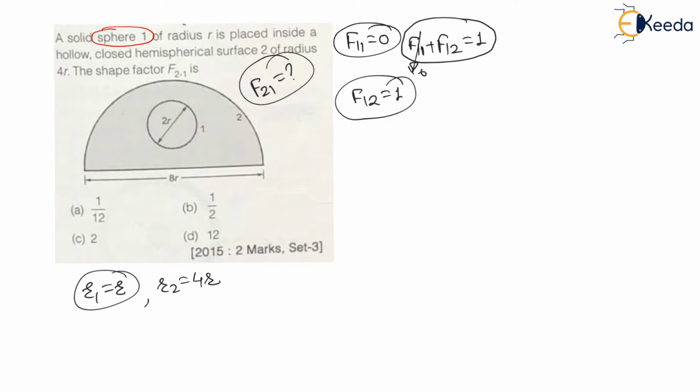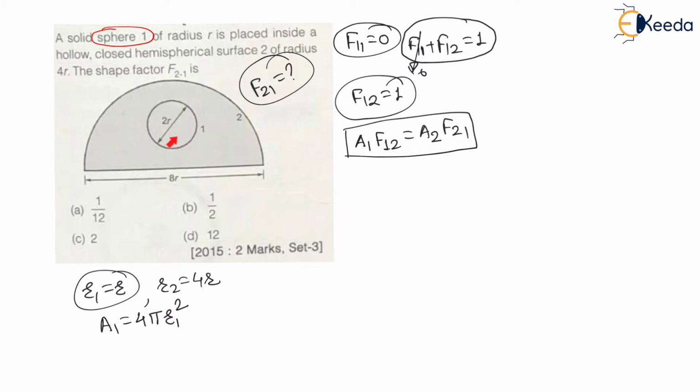Now, again, we have the reciprocal theorem. Let us apply it here. The reciprocal theorem says that area of 1 into F12 is equal to area of 2 into F21. With the help of this theorem, we can calculate F21, because the question is to find F21. Now let us see the areas. The area of 1 is a sphere, therefore area 1 is 4 pi r1 square, that is 4 pi r square.